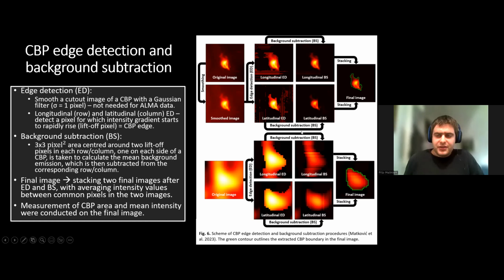For the final image of a CBP, we stack the two final images, which were obtained by longitudinal edge detection and background subtraction, as well as latitudinal. We stack them together into one single image in a way that we average the values of the intensity of the common pixels, or delete them if at least one of them was below the threshold of the previous two procedures. And these final images were then taken to measure the CBP properties, here projected area and mean intensity within the outlined boundaries, shown here in green.